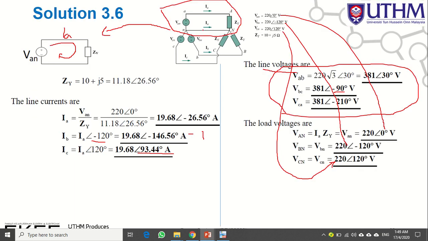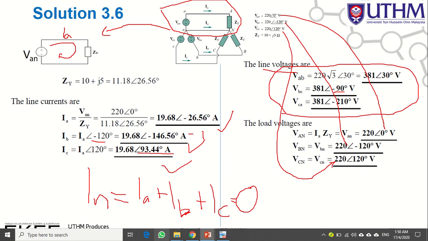So, how about IN? What is the value of IN? In a balanced three phase system, IN equals IA plus IB plus IC, just by Kirchhoff's current law at this point. So try to add IA, IB and IC using your scientific calculator. The answer should be 0, because in a balanced three phase system, the neutral current equals 0.